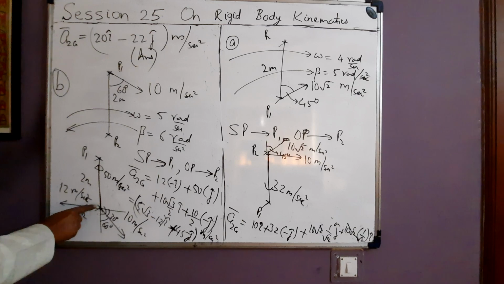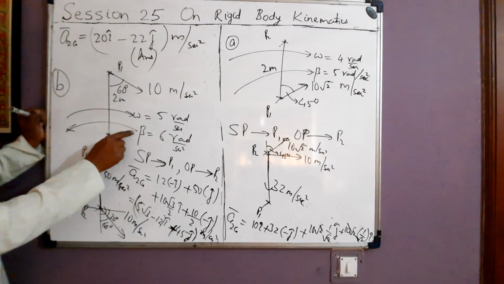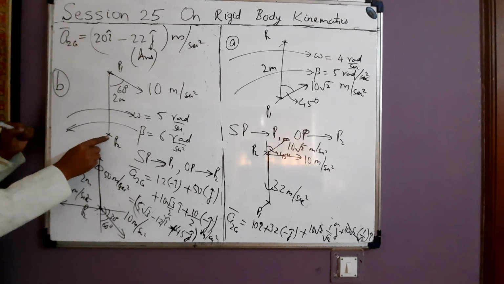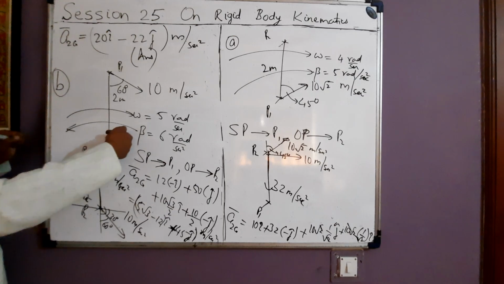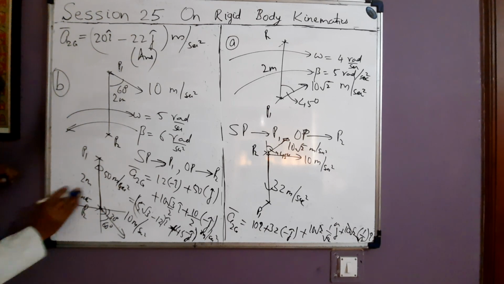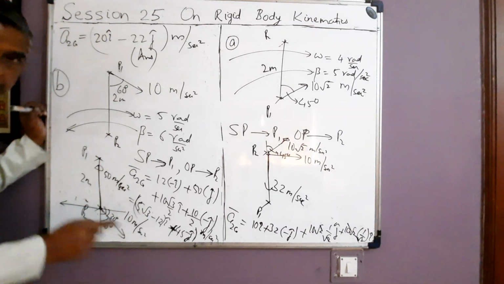See, the direction of R beta should correspond to the sense of beta. If beta is anti-clockwise, then this is the center, and R beta should be in such a way that it corresponds to anti-clockwise. Then, oh, I made a mistake here. No, sorry. I made a calculation mistake here. I rectified it.